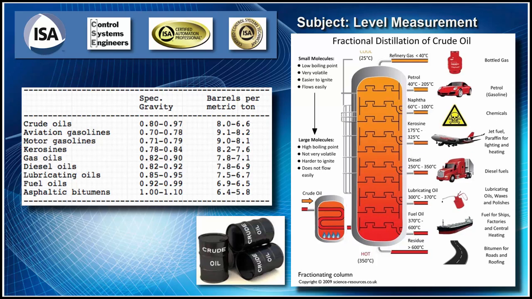Because it's lighter, it doesn't have as much weight, so we put in less inches of water to get the same height in the level. And this is important when understanding the specific gravity. And so this varies with the molecular structure, whatever product we're using, and it also varies with temperature. Your specific gravity, as you see here in gasoline, may vary from 0.71 to 0.79. And this depends on the molecular makeup as well as the temperature.